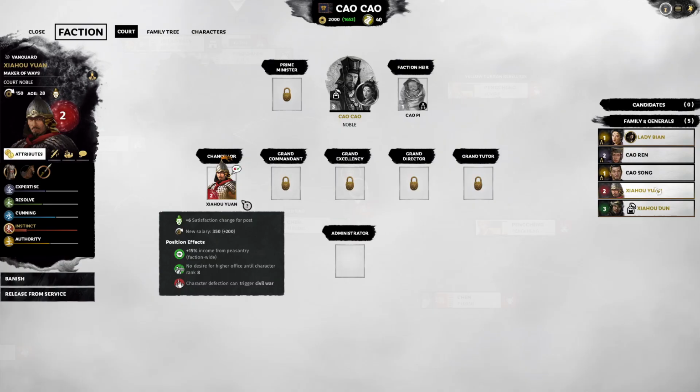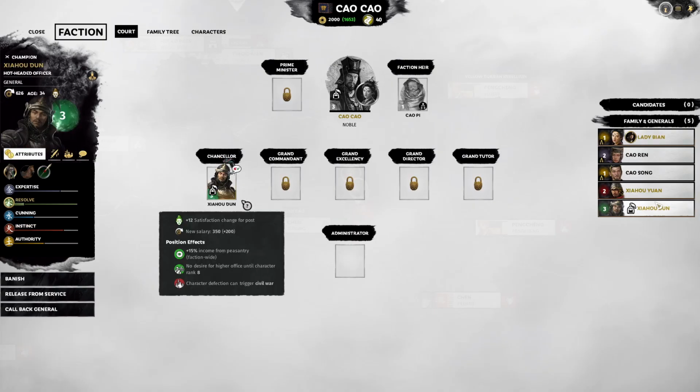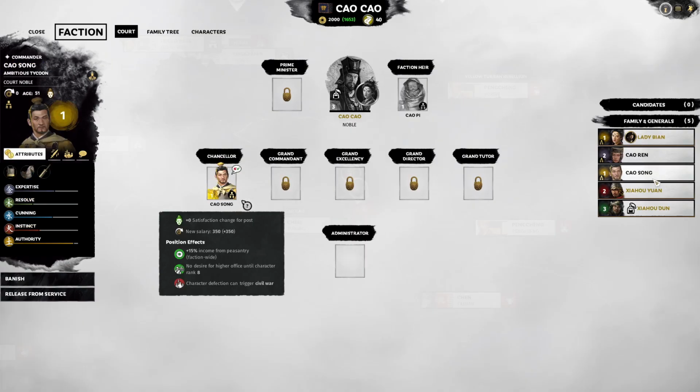And as you might have noticed, some of these characters, let's say Cao Song here, have 0 increase to satisfaction, whereas Xia Houyuan has 6 and Xia Houdun has 12. Well, that's a simple reflection of their rank. At rank 1, they know they're worthless to your faction, so they have no desire for higher office. Therefore, if you give them a higher office position, it won't change their current satisfaction. At rank 2, that increases by 6.